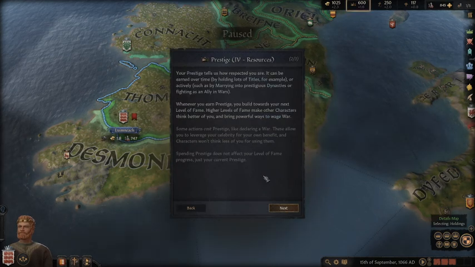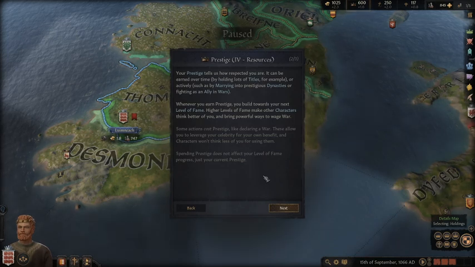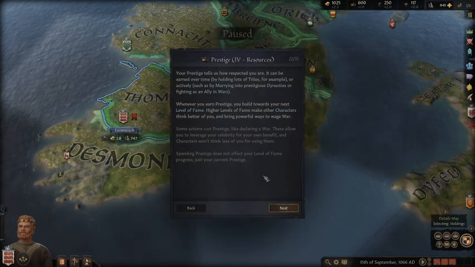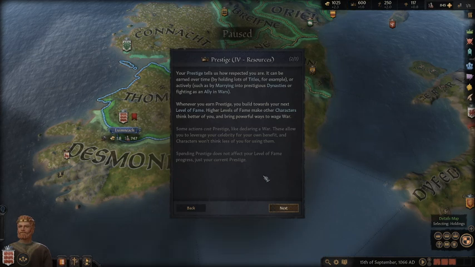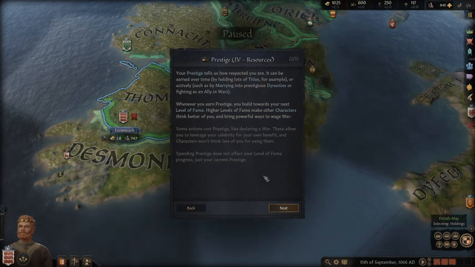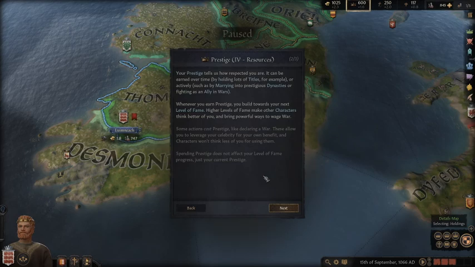Your prestige tells us how respected you are. It can be earned over time by holding lots of titles, for example, or actively, such as by marrying into prestigious dynasties or fighting as an ally in wars. Whenever you earn prestige, you build towards your next level of fame. Higher levels of fame make other characters think better of you, and bring powerful ways to wage war.